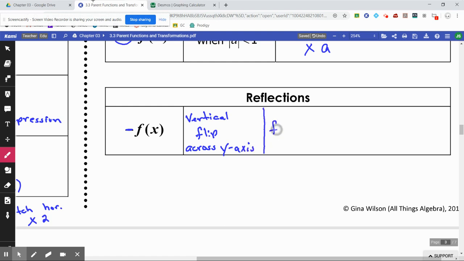Let's go ahead and add on the other scenario. What if you do f of negative x? That would be when the negative is placed directly onto the x. This would be a horizontal flip. And that would be across, well, this would be across the x-axis, my bad. The horizontal flip across the y-axis.